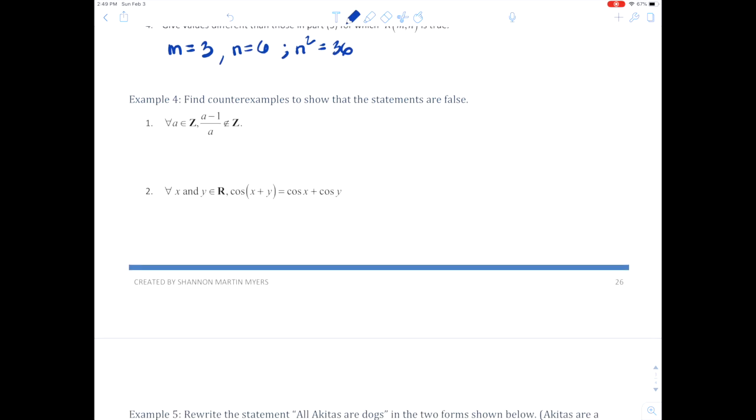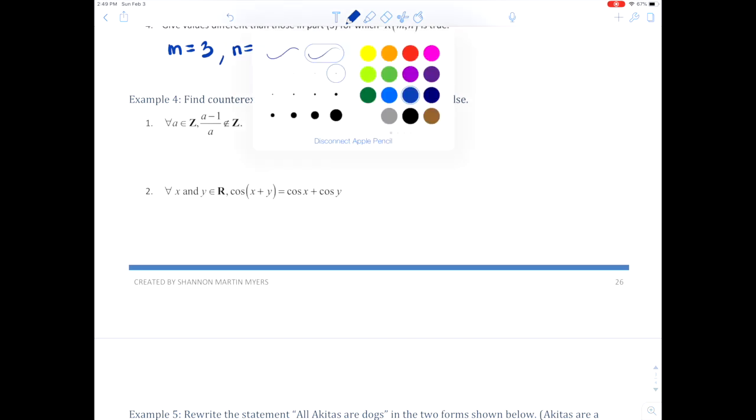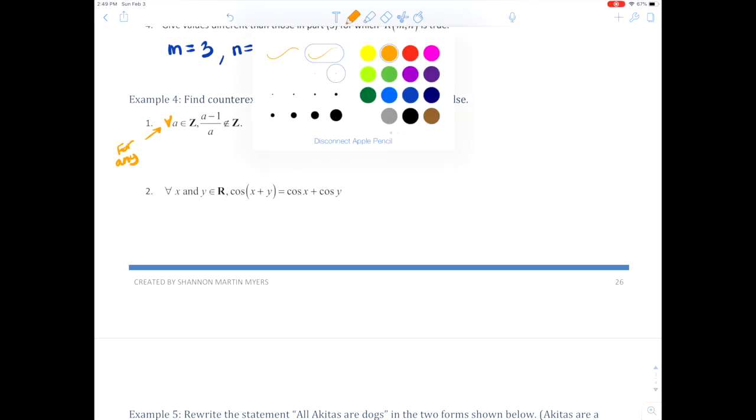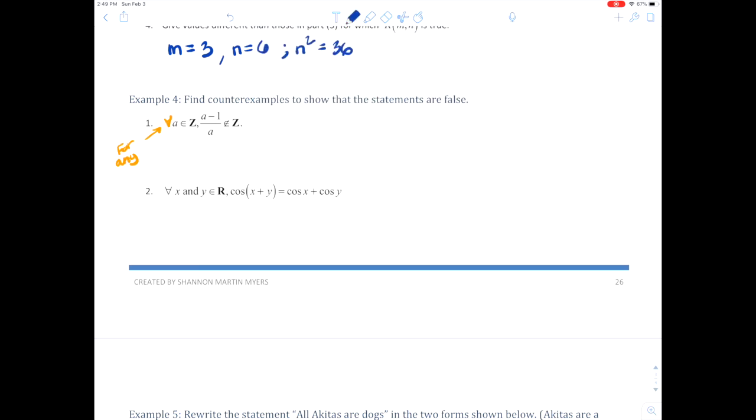Okay, so example 4, find counterexamples to show that the statements are false. So let's translate this. This is part of the difficulty, all right? What did the upside down A mean? Awesome. For any a, so for any or for all a that is an element of the integers, very good, a minus 1 divided by a is not an element of the integers. So the upside down A meant for any. All right, well, counterexamples.